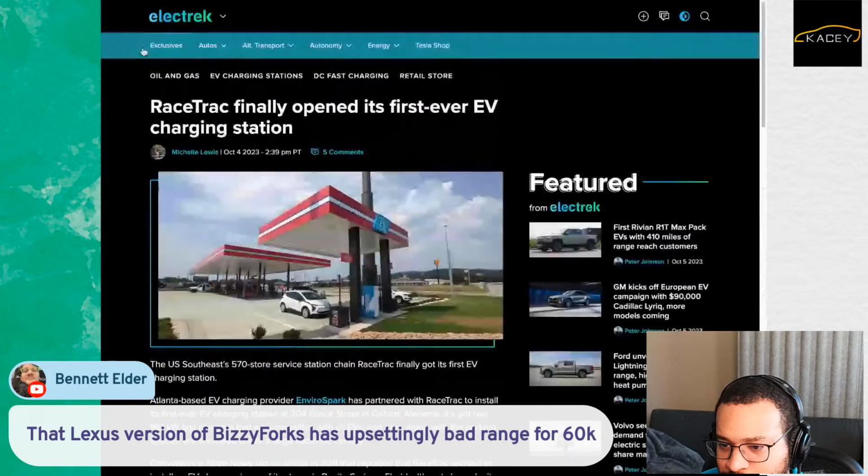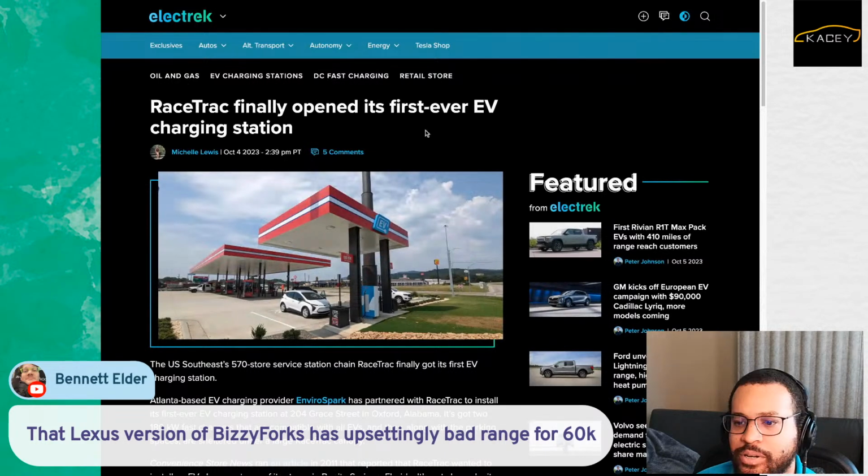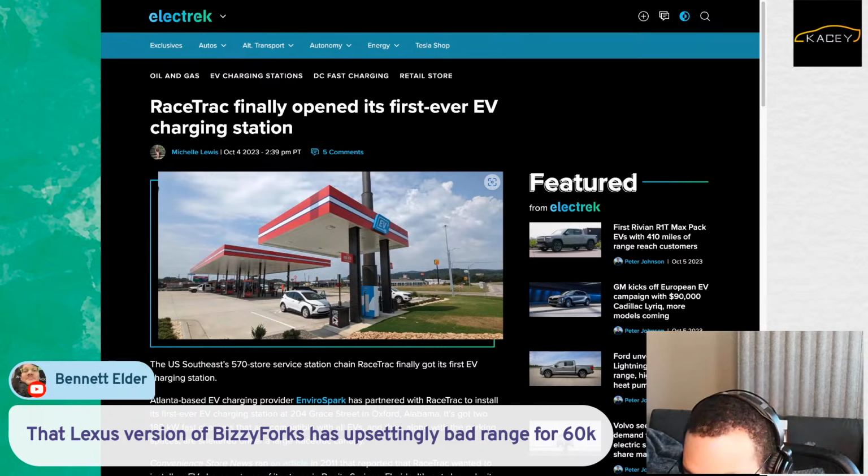So I told you, a fuel supplier, right? That includes electric. Racetrack has finally opened its first ever EV charging station. They've got a whole separate island over here. It says EV on the side instead of diesel or gas. And it appears they have themselves 2 or 4 spots.